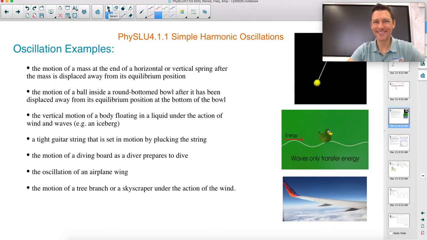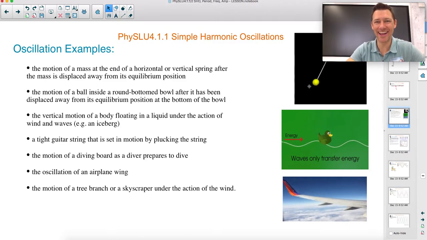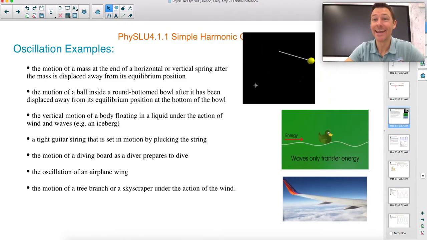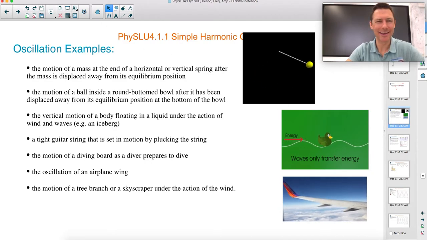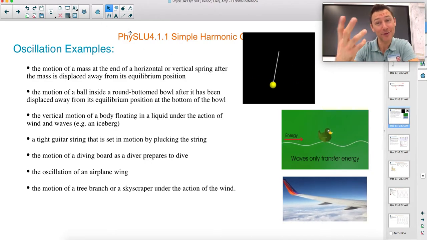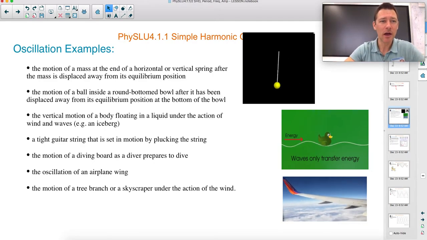Guess who learned how to use GIFs on my presentations? It's me. I figured out how to use GIFs. Sorry, I noticed that they're kind of packed up there. Anyway, I thought it helped because you can see the motion.